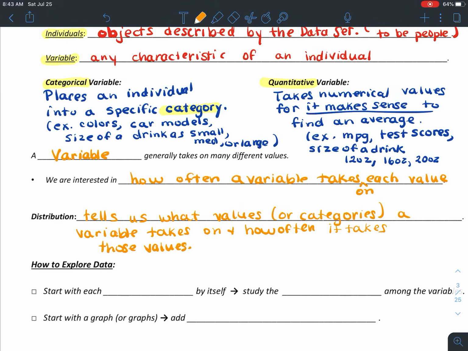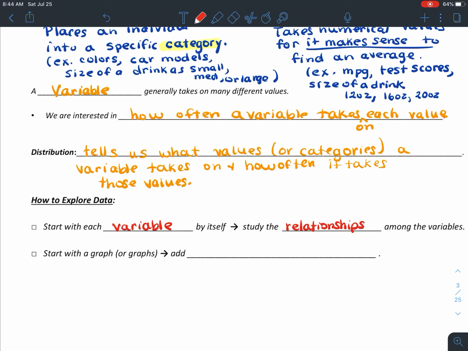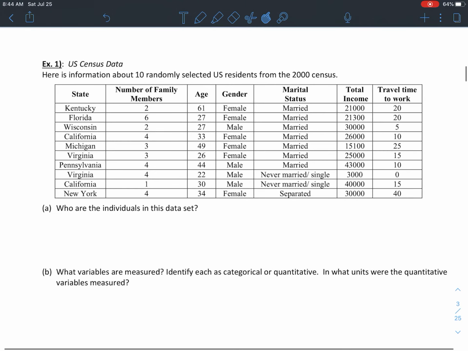Okay, so how we're going to explore data: we're going to start with each variable by itself, and we're going to study the relationships among the variables. And we want to start with a graph, because the graph is a great way for us to add and show numerical summaries. By the way, there are lots of different distributions in this chapter. We're going to focus on describing the characteristics of a distribution of sample data, but then in the next chapter, we will look at something called a normal distribution, okay?